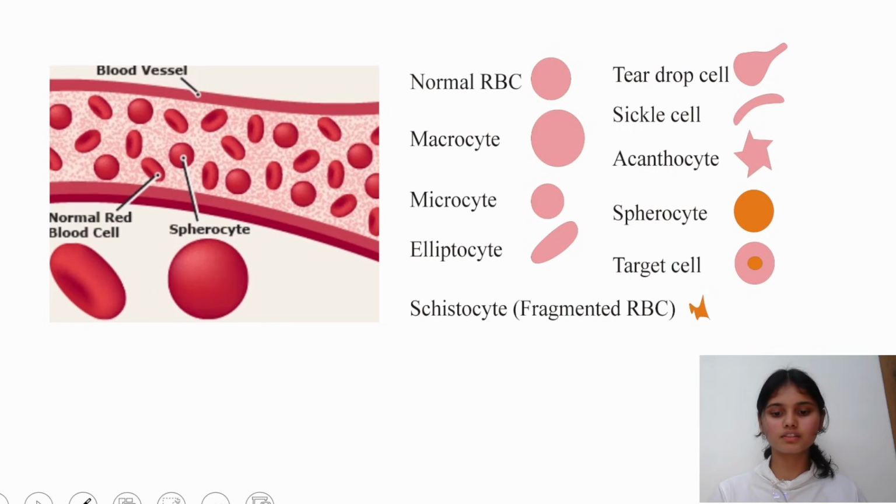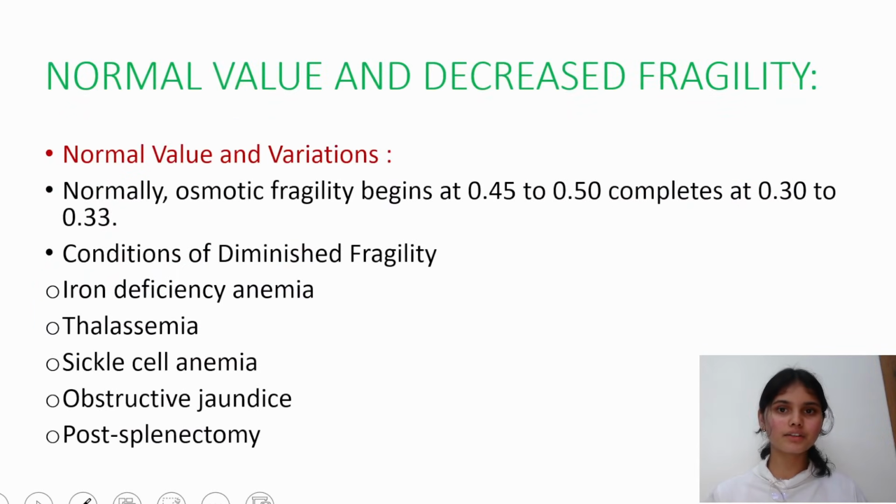Now this is how the picture would look. I was talking all this time about packed cell volume, RBC count, hemolysis, and the shapes of RBCs. You could see this is how a spherocyte would look like. This is how a normal RBC would look like. Normal, macrocyte, microcyte, ellipsocyte. Look how beautifully each one of them has been represented. The teardrop cells, the values, and the decreased fragility. Where do you see the decreased fragility? But what are the normal values for fragility?